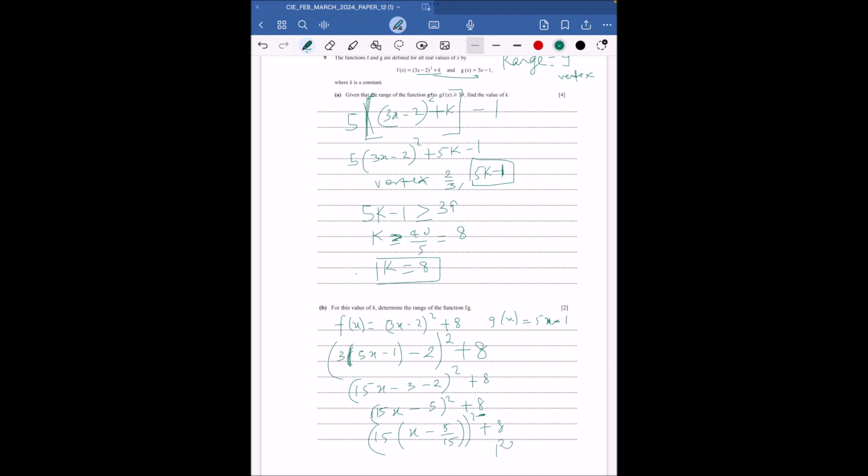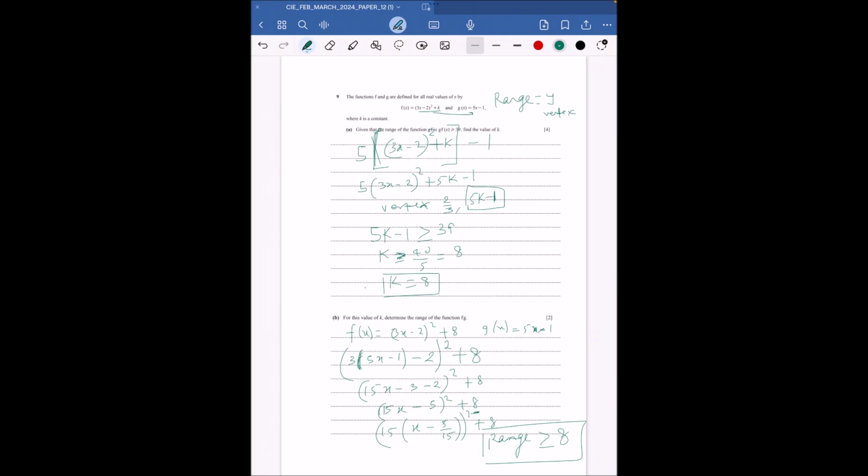So my range of fg of x is still greater than or equal to 8. It doesn't change the value, the y values do not change. I think that's the answer.